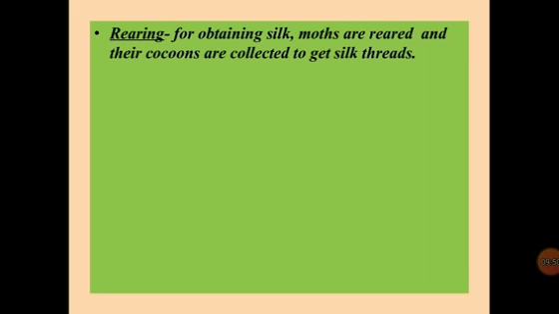Now, rearing. As we have studied about the rearing of sheep, similarly, for obtaining silk, moths are reared and their cocoons are collected to get silk threads. A female silk moth lays hundreds of eggs at a time. The eggs are stored carefully on strips of cloth or paper and sold to silkworm farmers. The farmers keep eggs under hygienic conditions and under suitable conditions of temperature and humidity.